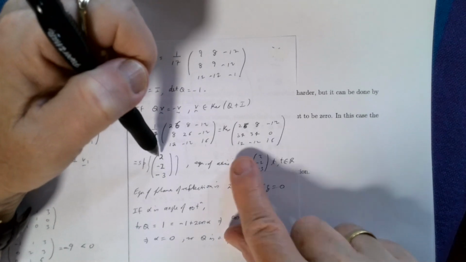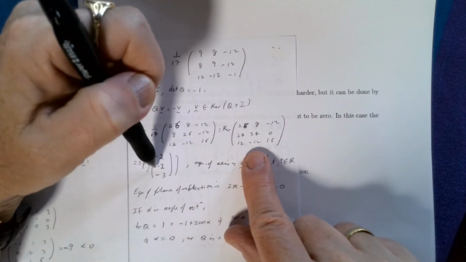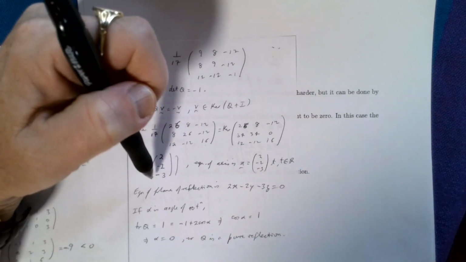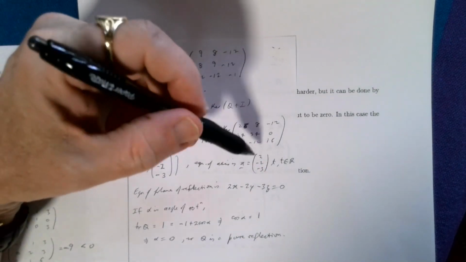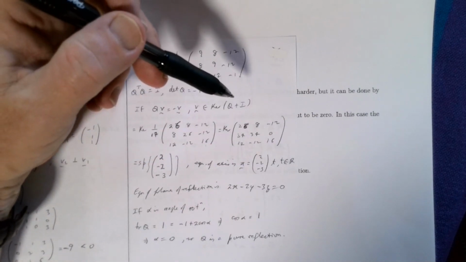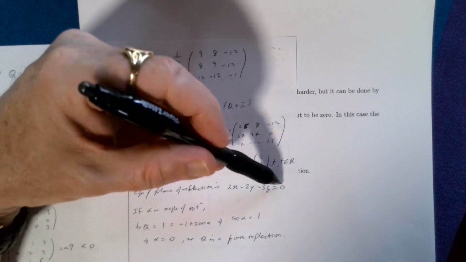So what do you get here? You get 24 plus 24 is 48, and then minus 3 times 16 is 0. So the equation of the axis then is 2, minus 2, minus 3, and the equation of the plane then is 2x minus 2y minus 3z equals 0.